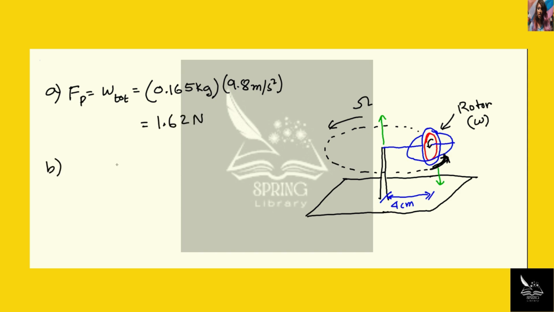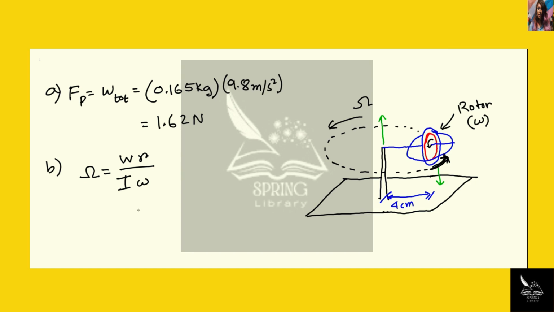Now in part B, we need to find out this omega quantity right here. So we know that precession velocity, or precession angular velocity, big omega, is equal to weight times r, R is the radius, divided by I times little omega, where I is the moment of inertia. Now, we don't know the big omega. We need to figure that out from the problem.